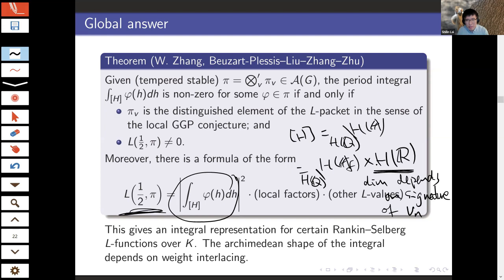Besides this, the integrand, this phi, which is in pi, which is pi finite tensor pi infinity, depending on the exact representation we use for pi infinity, this phi may be a holomorphic vector, maybe an anti-holomorphic vector, maybe something else. And so the point is the shape of this integral depends on the exact description of H and pi infinity, which as we saw previously in the local study, depends on the weight interlacing at infinity.